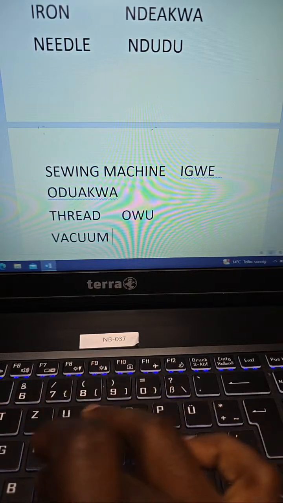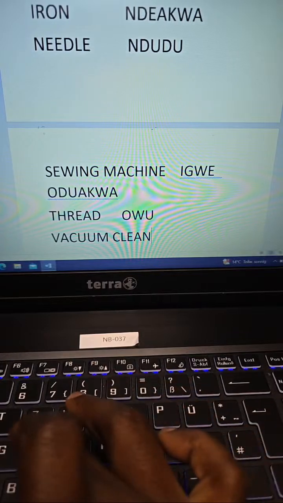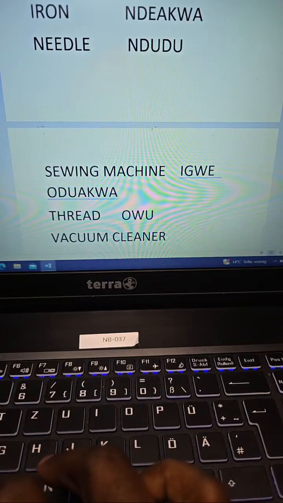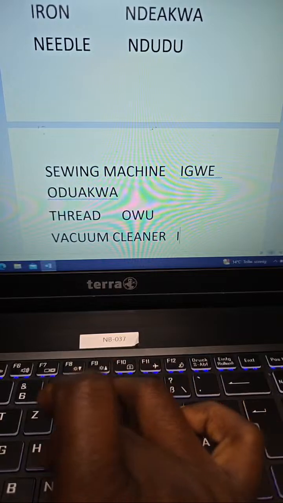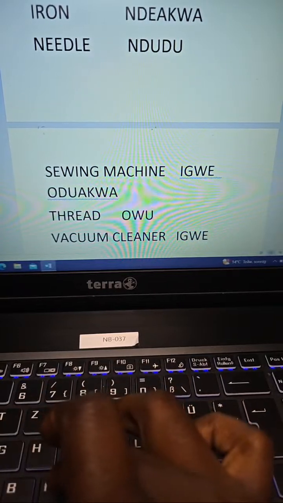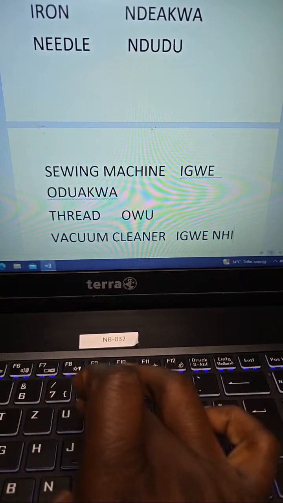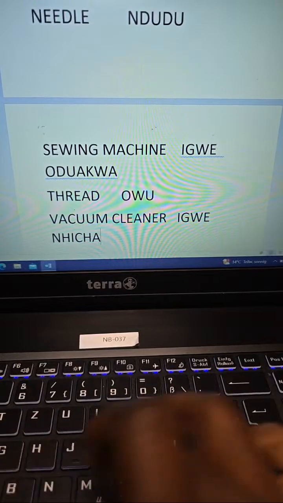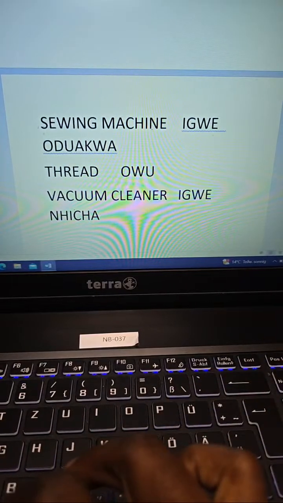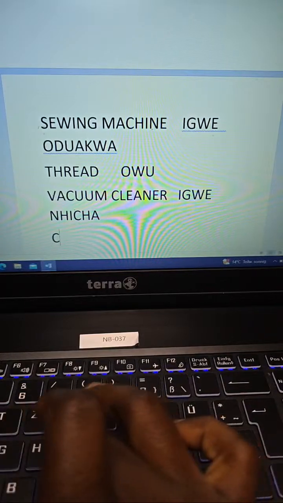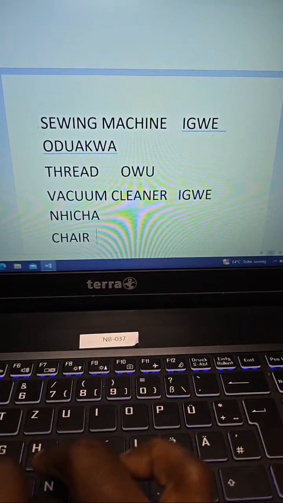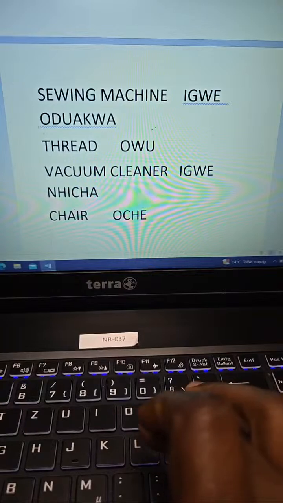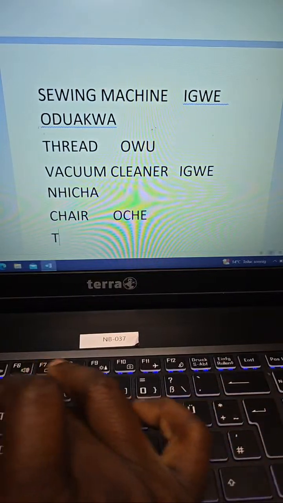Vacuum cleaner. Igwe nhicha. Vacuum cleaner, igwe nhicha. Chair. Oche. Chair, oche.